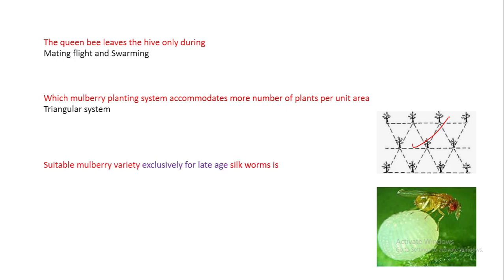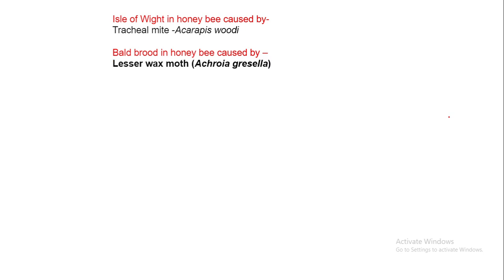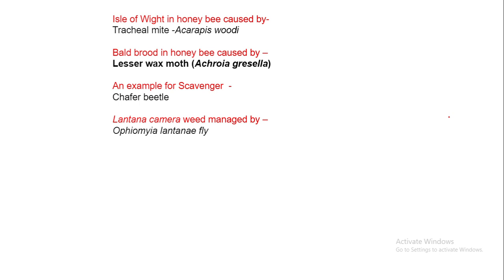Suitable mulberry variety exclusively for late-age silkworm is G4. Trichogramma is an egg parasitoid. Isle of Wight disease in honeybee is caused by the tracheal mite Acarapis woodi. Bald brood in honeybee is caused by the lesser wax moth, Achroia grisella. An example for scavenger is chafer beetle. Lantana camara weed is managed by the Ophiomyia lantanae fly.